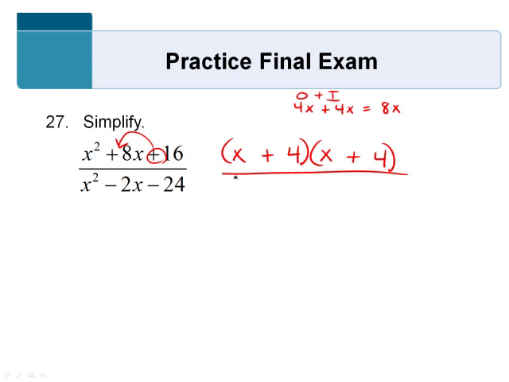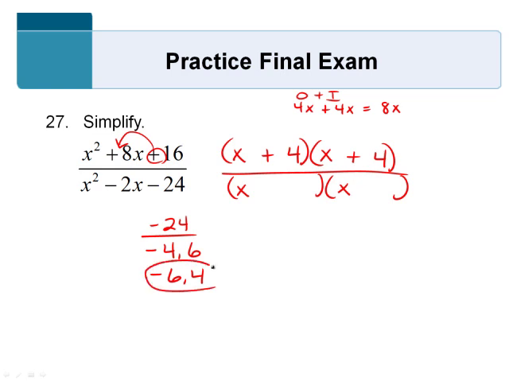24 is not a perfect square, so we're just doing plain old FOIL. Okay, we're going to put in x and x. Now we need the factors of negative 24 that add up to negative 2. So think about negative 4 and 6, or maybe negative 6 and 4. If you add negative 6 plus 4, you're going to get negative 2. So that's the pair you want, negative 6 and positive 4.